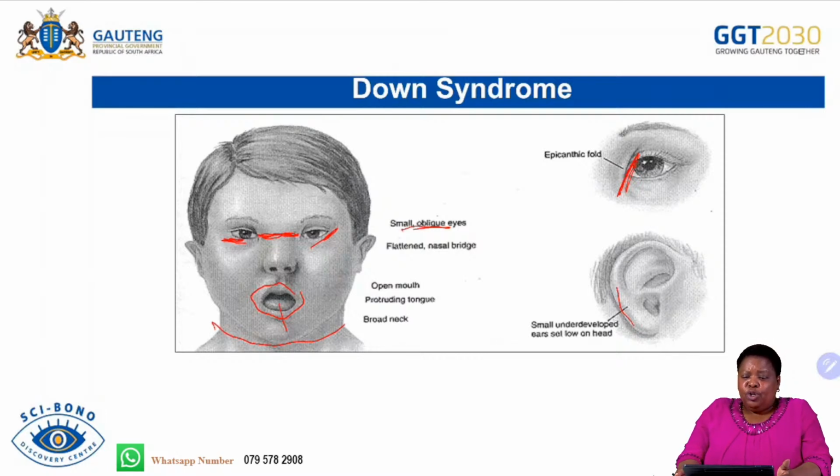So I'm going to pause now. This is the end of meiosis, where we were looking at the non-disjunction that leads to Down syndrome. I'm going to hand over to Nonhlanhla, who is going to do the questions with you. And girls and boys, you really need to attempt those questions.